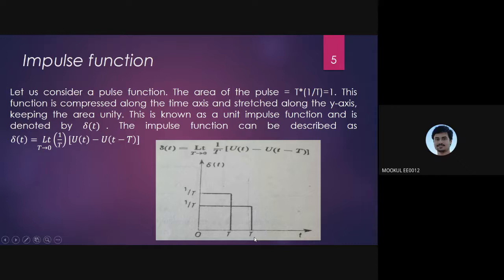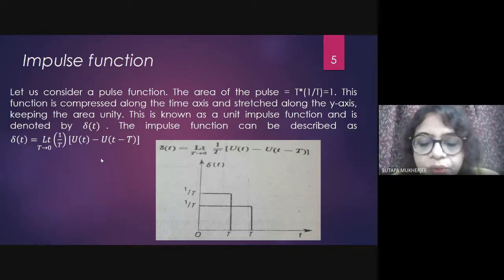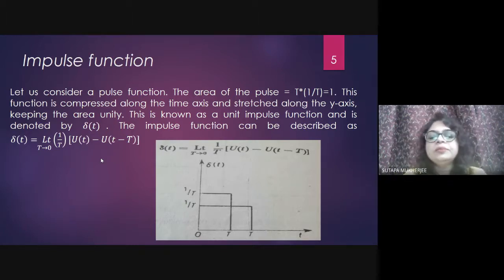So if you subtract this, u(t) minus u(t minus T), and 1 by T is already attached with every function, and limit T tends to 0, because at points away from the origin the value of the impulse will be 0. Hence, I have written it like this: limit T tends to 0, 1 by T times u(t) minus u(t minus T). Mukul, explain this in your own way. How can you explain the impulse function using this equation? Please explain.